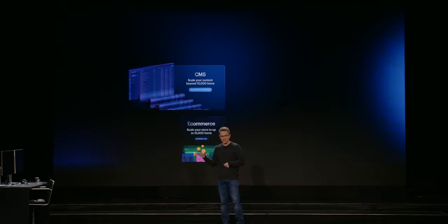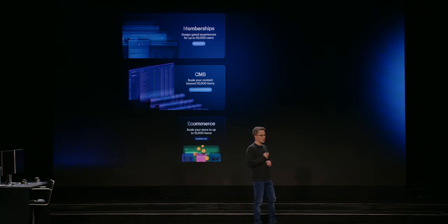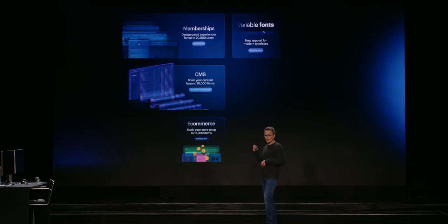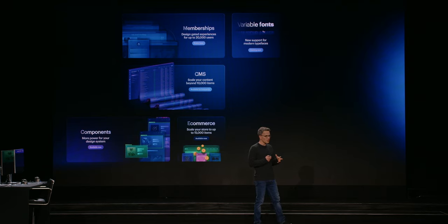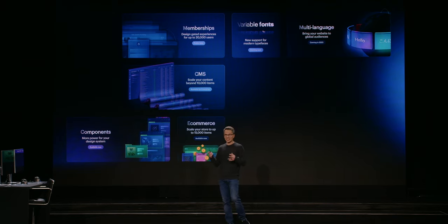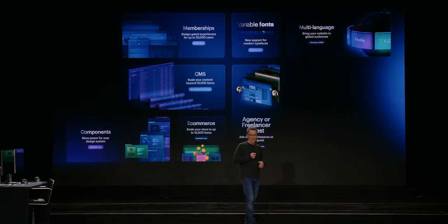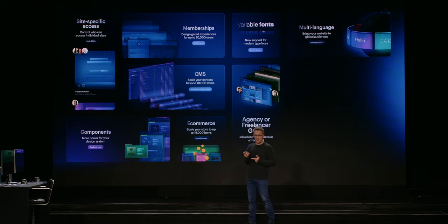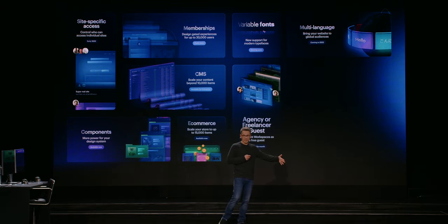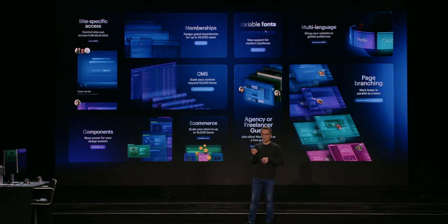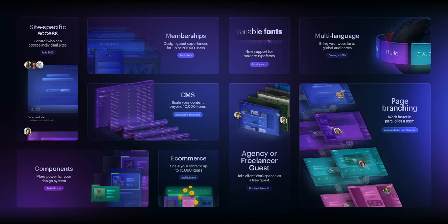So let's quickly recap all the superpowers we covered. In development superpowers, we saw how scaling our CMS for larger sites, larger e-commerce stores, and larger membership experiences is available today. We saw variable font support for typography and interactions landing in beta next month, more powerful component capabilities available today, which you'll hear about more in a bit, and native multi-language support with APIs to connect to translation partners coming next year. In collaboration superpowers, we saw guest role and site-specific access landing early next year, and of course, guest role coming in a few weeks, as soon as next week, and of course, page branching that's available today on our enterprise plans.